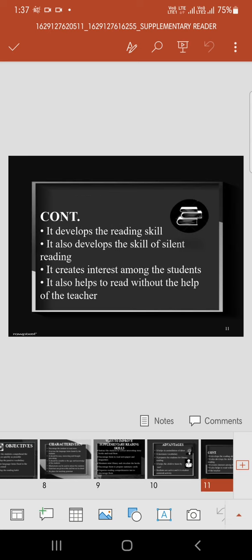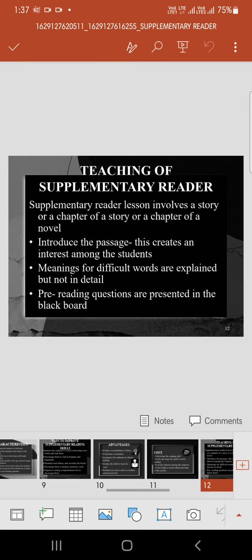It develops the reading skill. It helps them to read without the help of the teacher. And it also develops the skill of silent reading.